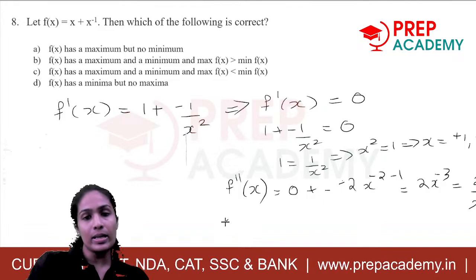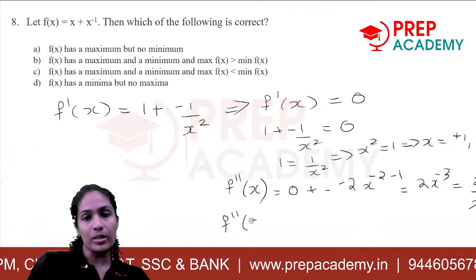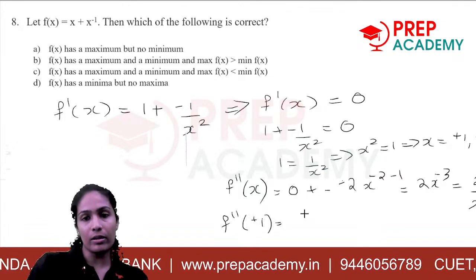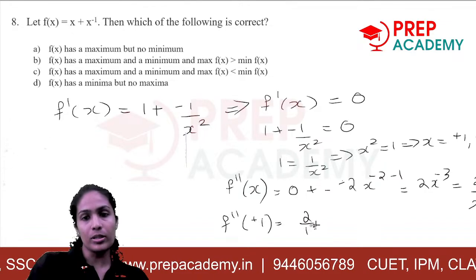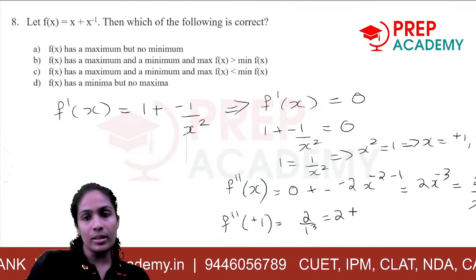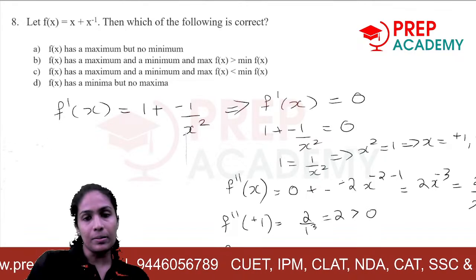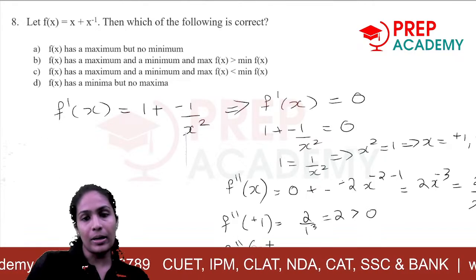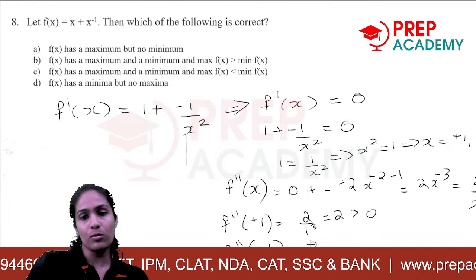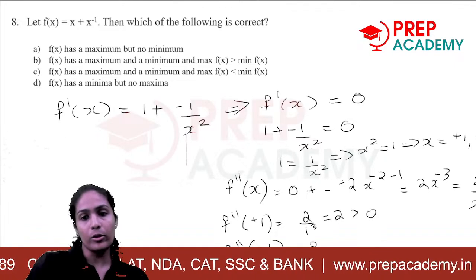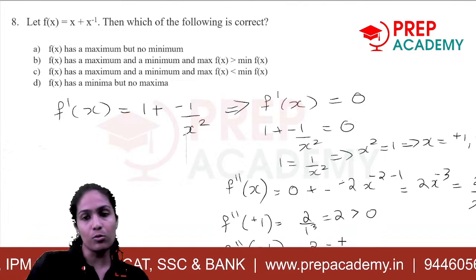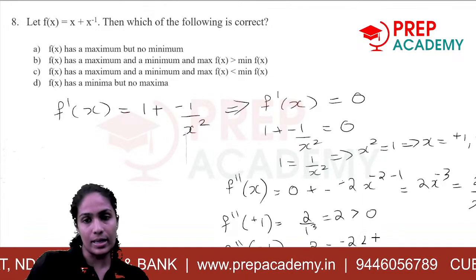Now find the second derivative at plus 1 and minus 1. At plus 1, the second derivative is 2 by 1 cube, which is equal to 2. That is greater than 0. And at minus 1, the second derivative is 2 by (minus 1) whole cube. Minus 1 cube is minus 1. So 2 by minus 1 is minus 2, which is less than 0.